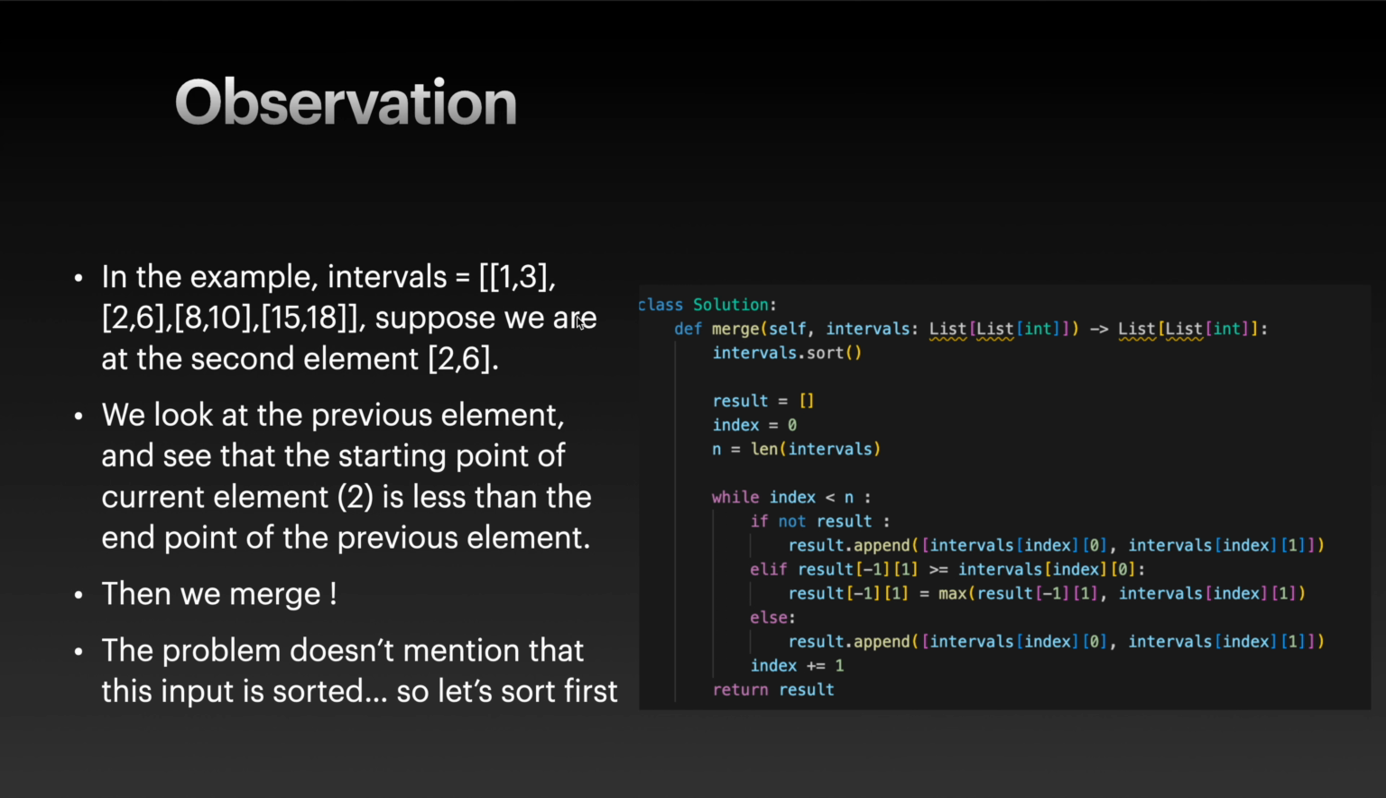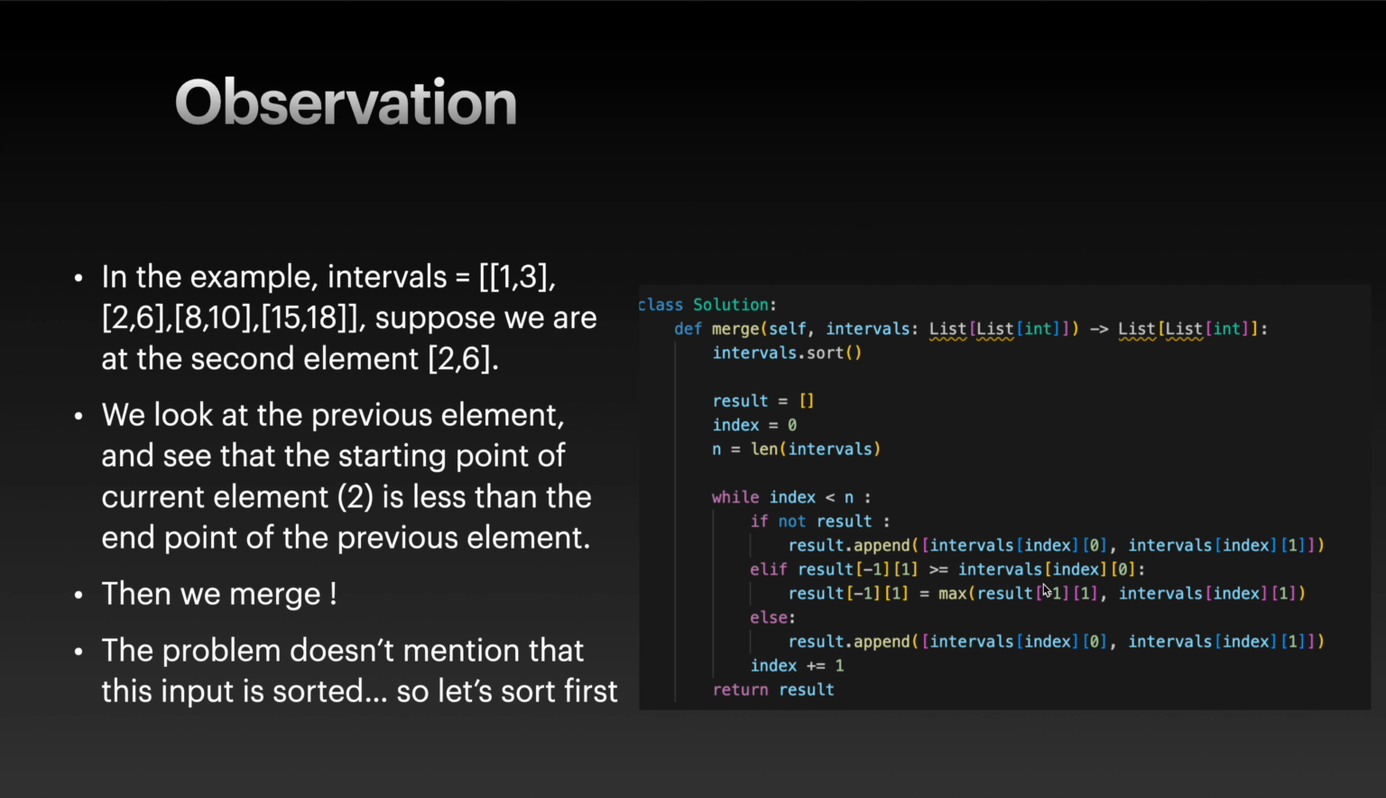So we have to change whatever numbers we have for the result array. The last element in our result array, we have to change the ending point. And then we just simply take the maximum of the existing ending point for the last element in our result, and the ending point of the intervals of index. So using this example, for index equals 1, the result at -1, 1 will be the maximum of this, which is 3, and this one, which is 6. So that will give us 6.